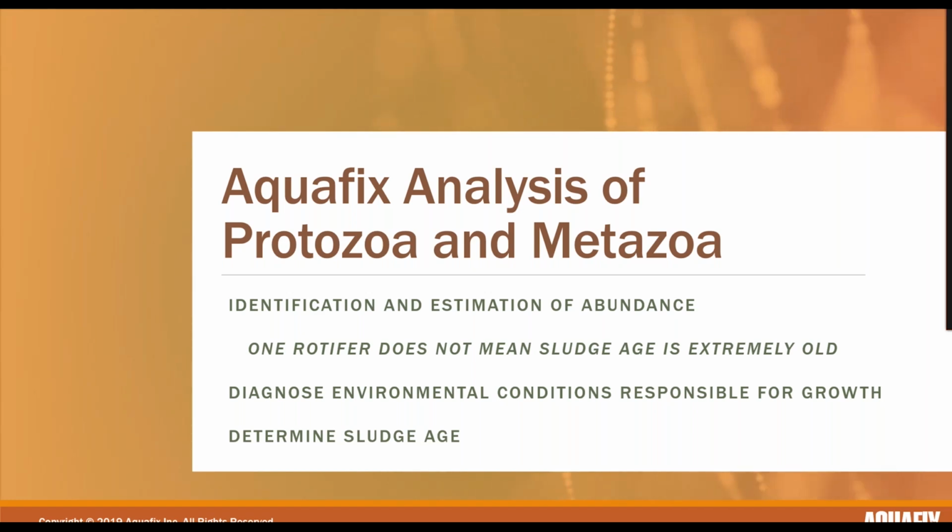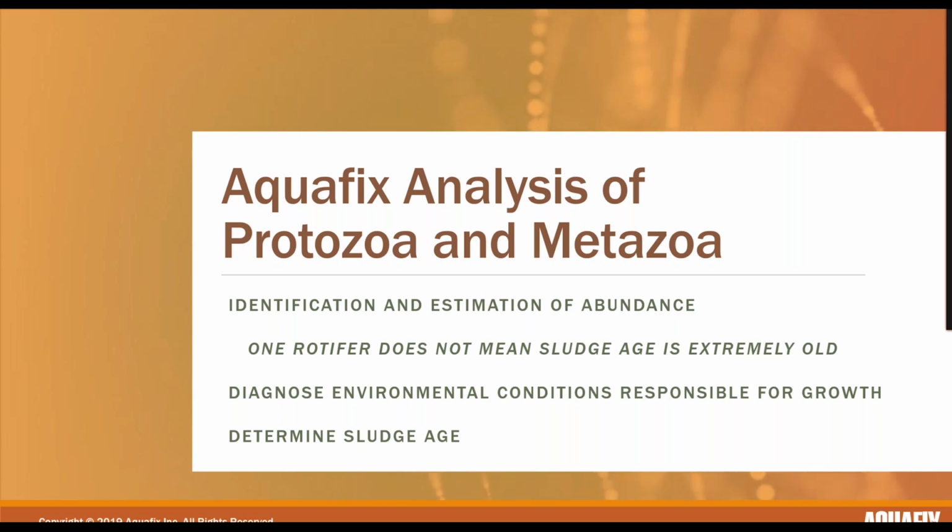Identification of metazoa and protozoa is going to be much easier than filamentous bacteria due to its relative size and easily distinguishable physical appearance and characteristics. It's really important to remember that observing a single rotifer within a wastewater sample does not immediately mean that sludge age is old.